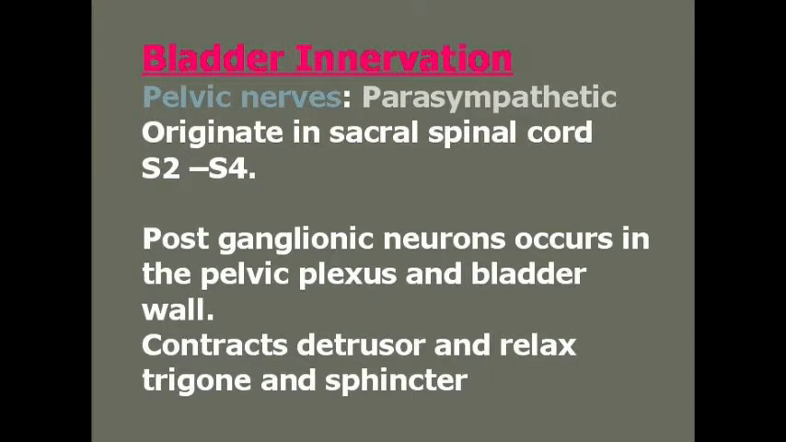Now, bladder innervation is from the pelvic nerve, which is parasympathetic in origin, coming from S2 to S4, or lower down in the spinal cord. And it contracts the detrusor and relaxes the trigone and the sphincter.